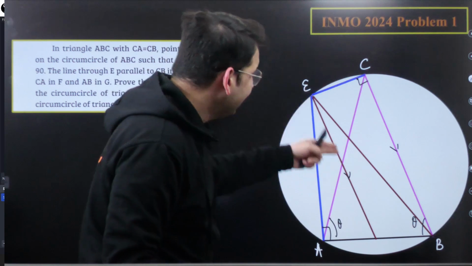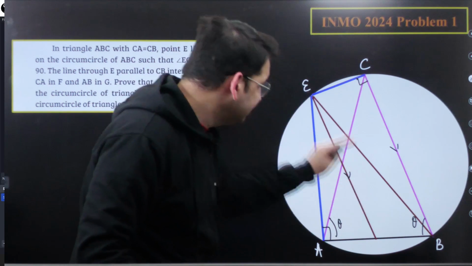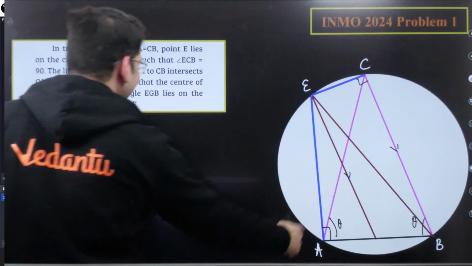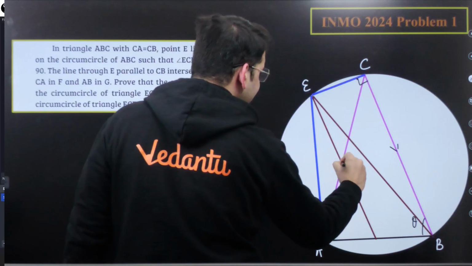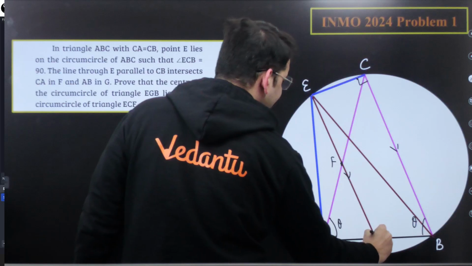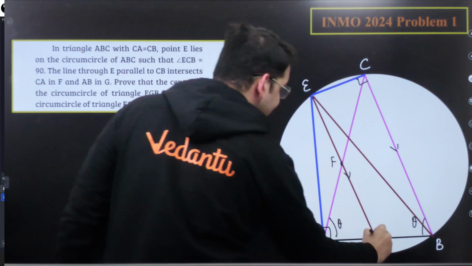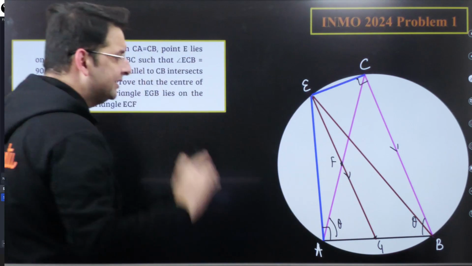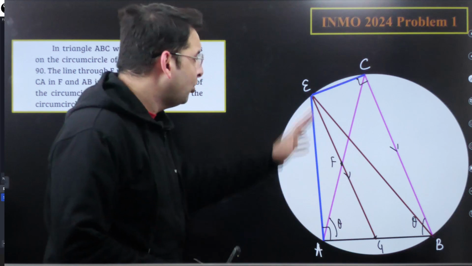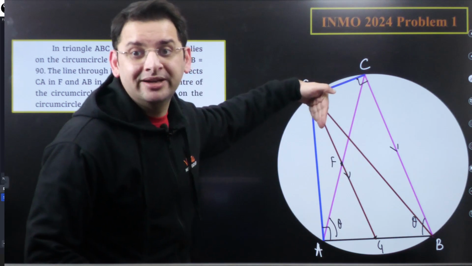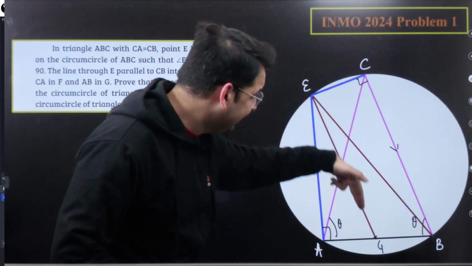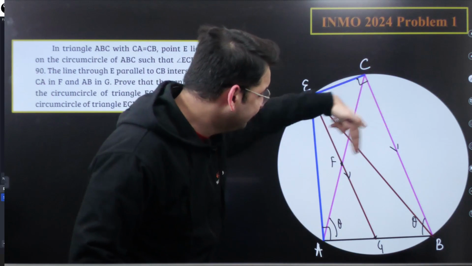We are drawing a line from E parallel to CB and it intersects AC at some point. It intersects AC at F. So this point is going to be F and this point is going to be G, on AB. So this is what is happening. Now, apart from all the implications that we have written, this is the new development: EG is going to be parallel to BC. These two lines are parallel.